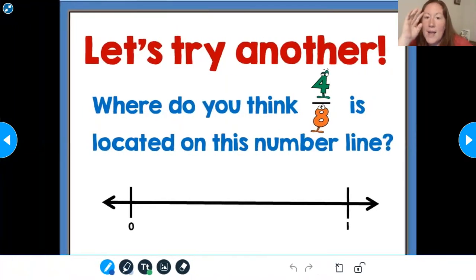So let's try another. Where do you think 4/8 is located on a number line? So again, you're going to pause my video. Create the exact same number line. 0 to 1 are your tick marks. Only this time you have to break that space into how many equal parts? The denominator tells us we need 8 equal parts. Okay? Pause me.